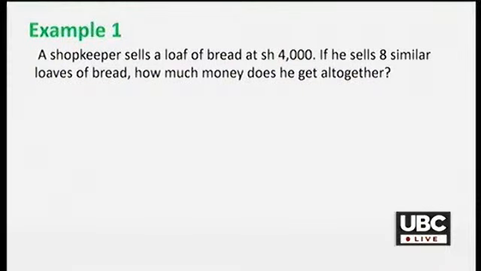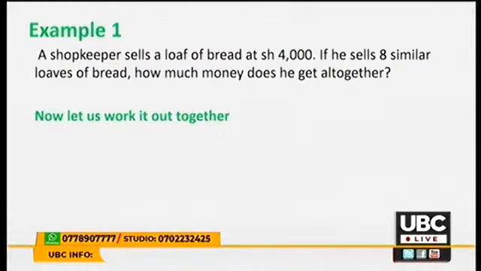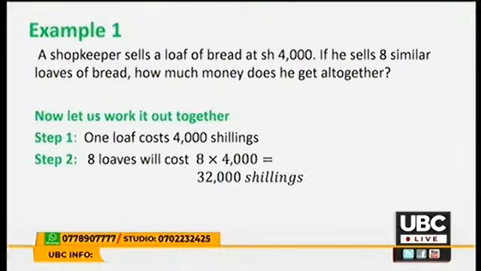Remember, you've got to read the question again. A shopkeeper sells a loaf of bread at 4,000 shillings. If he sells 8 similar loaves of bread, how much money does he get altogether? Let's work it out together. 1 loaf costs 4,000 shillings. That is what we know. But now we need 8 loaves of bread, which will cost 8 times 4,000.